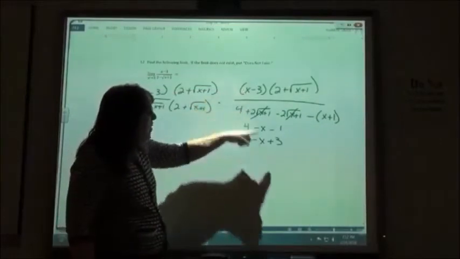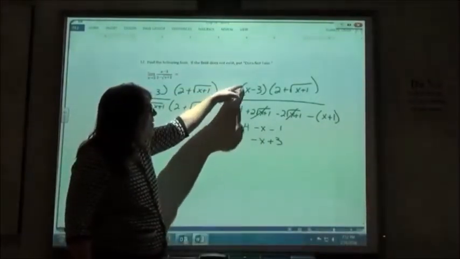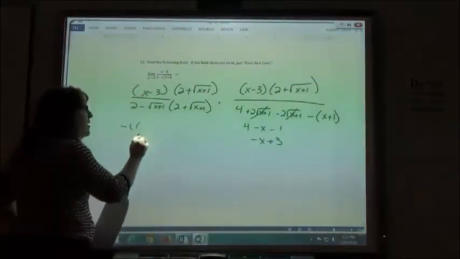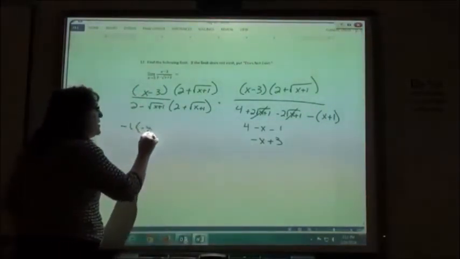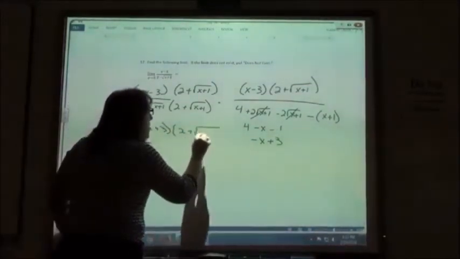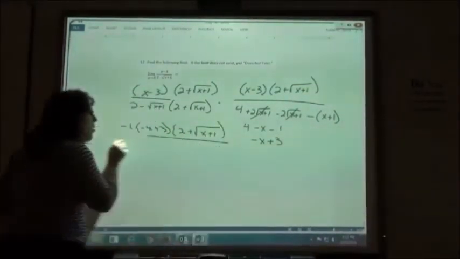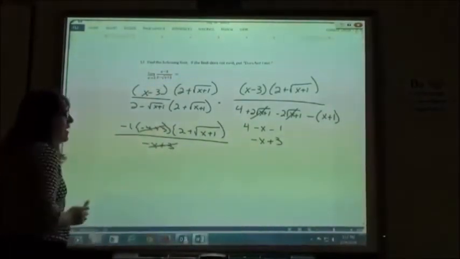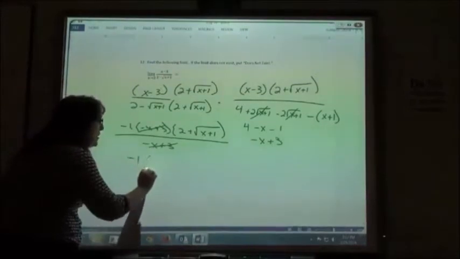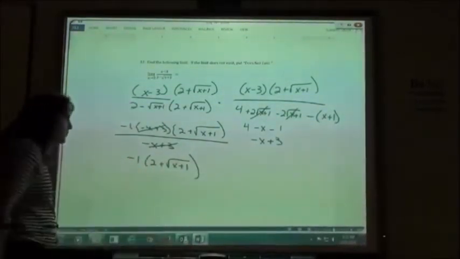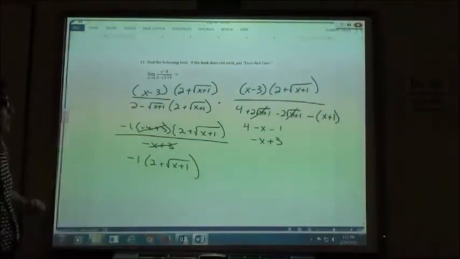Again, you can see here that if I factor out my negative 1, I'm going to be able to cancel. So I'm going to make it negative 1 times negative x plus 3 times 2 plus the square root of x plus 1 over negative x plus 3. I can then cancel this out of there. So I'm just going to have negative 1 times 2 plus the square root of x plus 1. I've got that simplified as much as I can.